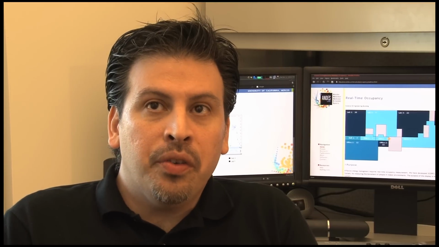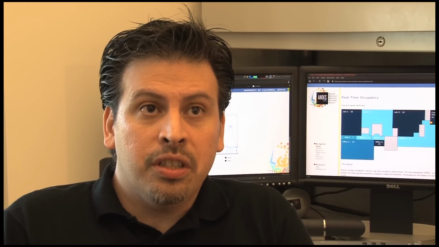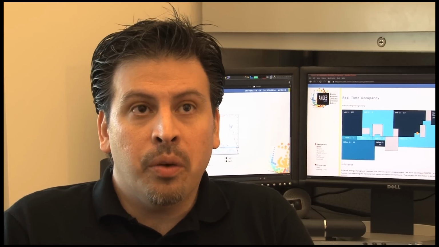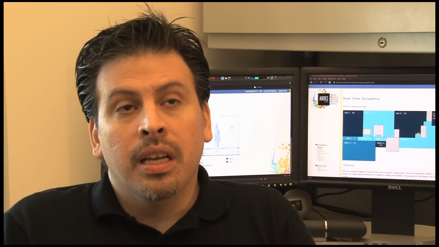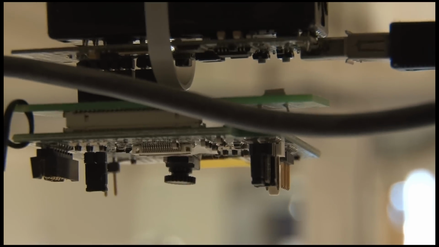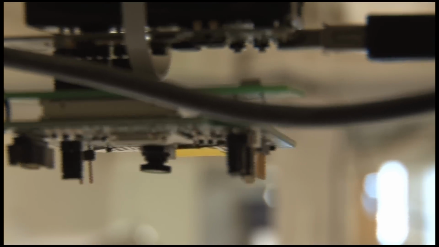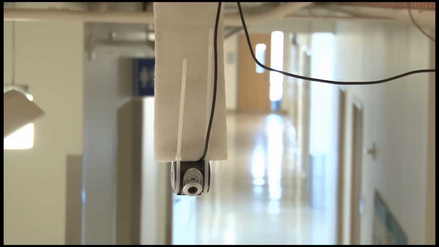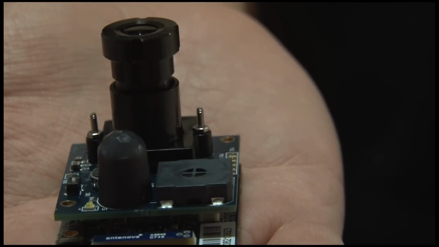The technology that we use in order to detect the transition of people inside buildings is essentially wireless sensor network technology. It's a technology that has a board with a small microprocessor. It has an integrated radio, and it has also a micro camera and a PIR sensor.